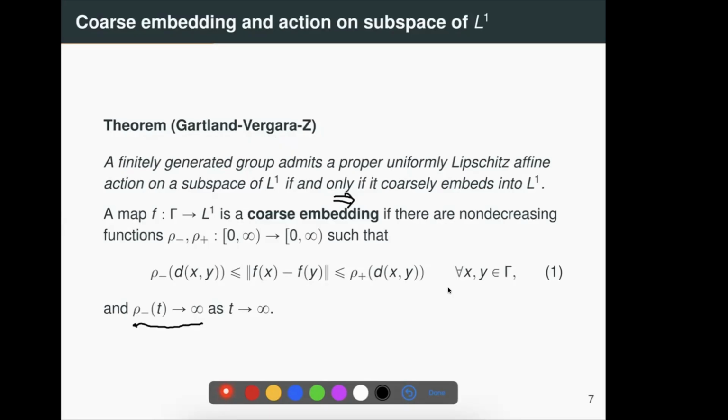And so in this statement, this direction is completely obvious. If you have a proper orbit, you just take it as your coarse embedding. So the content of the theorem is the other direction. If you assume you have this coarse embedding, then you can produce a uniformly Lipschitz affine action. So it's a non-equivariant embedding, and then you get some equivariance, not really equivariance, a uniformly Lipschitz equivariance out of it. So the proof is quite simple. I'll explain it after a few slides.